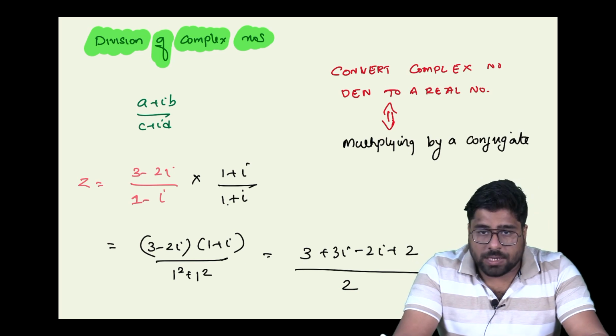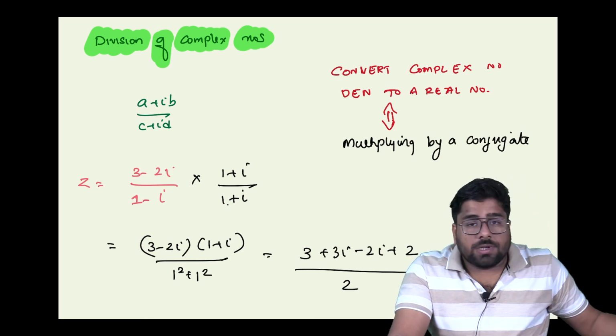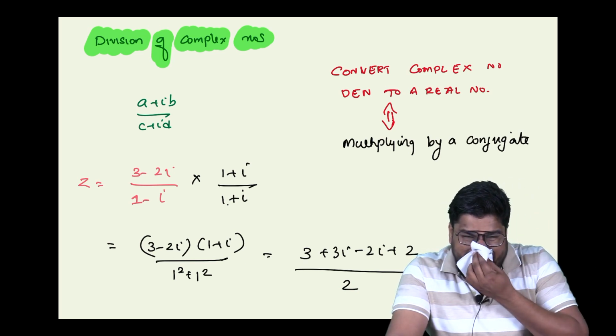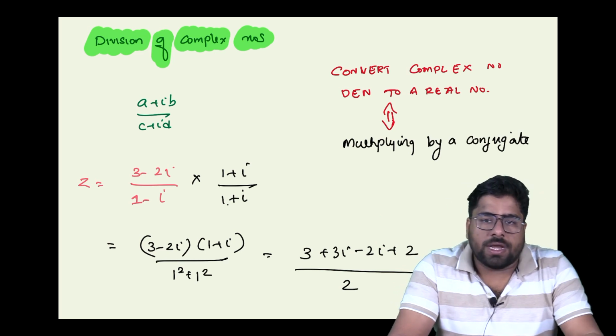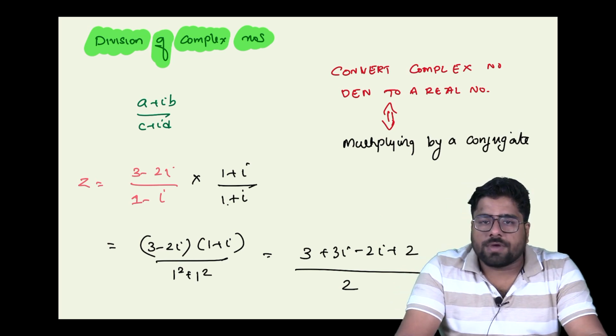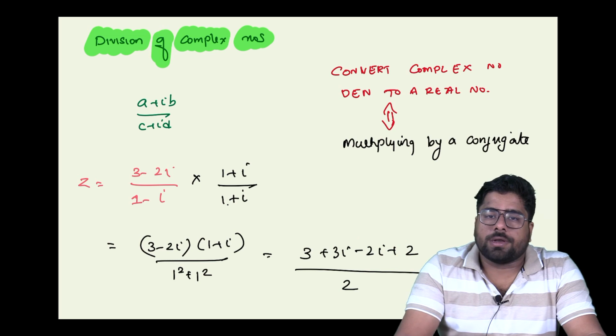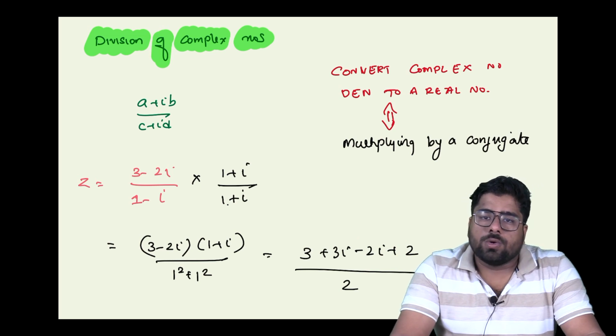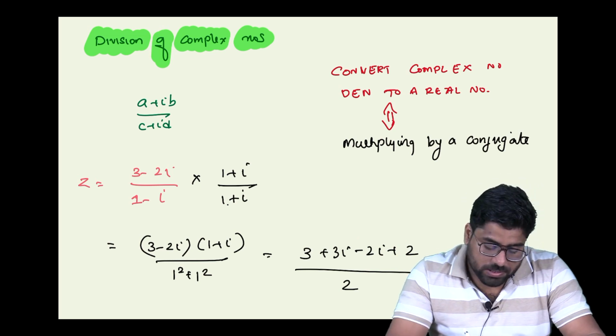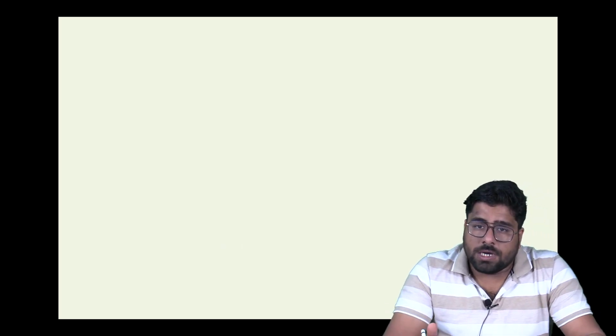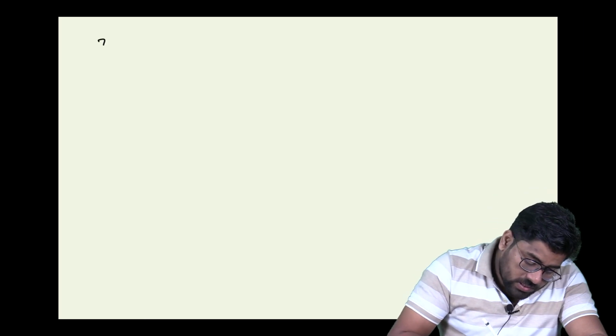So you can see that when I am trying to do a division of complex numbers, you cannot divide it directly. Instead, you convert the denominator into a real number and then do the division. We shall do one more question in order to understand the basics of division of complex numbers. So, it goes something like this: 7 plus i divided by 2 minus i.